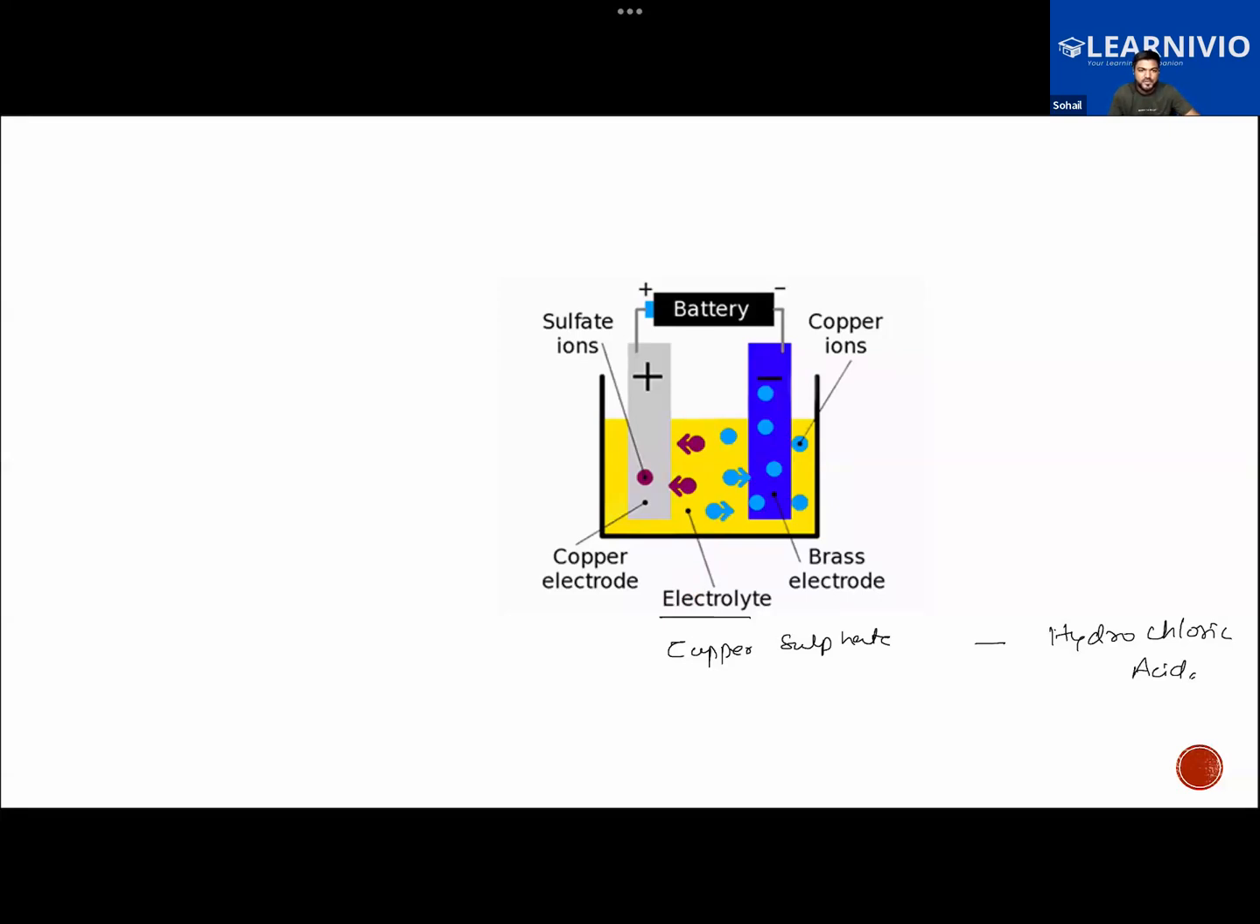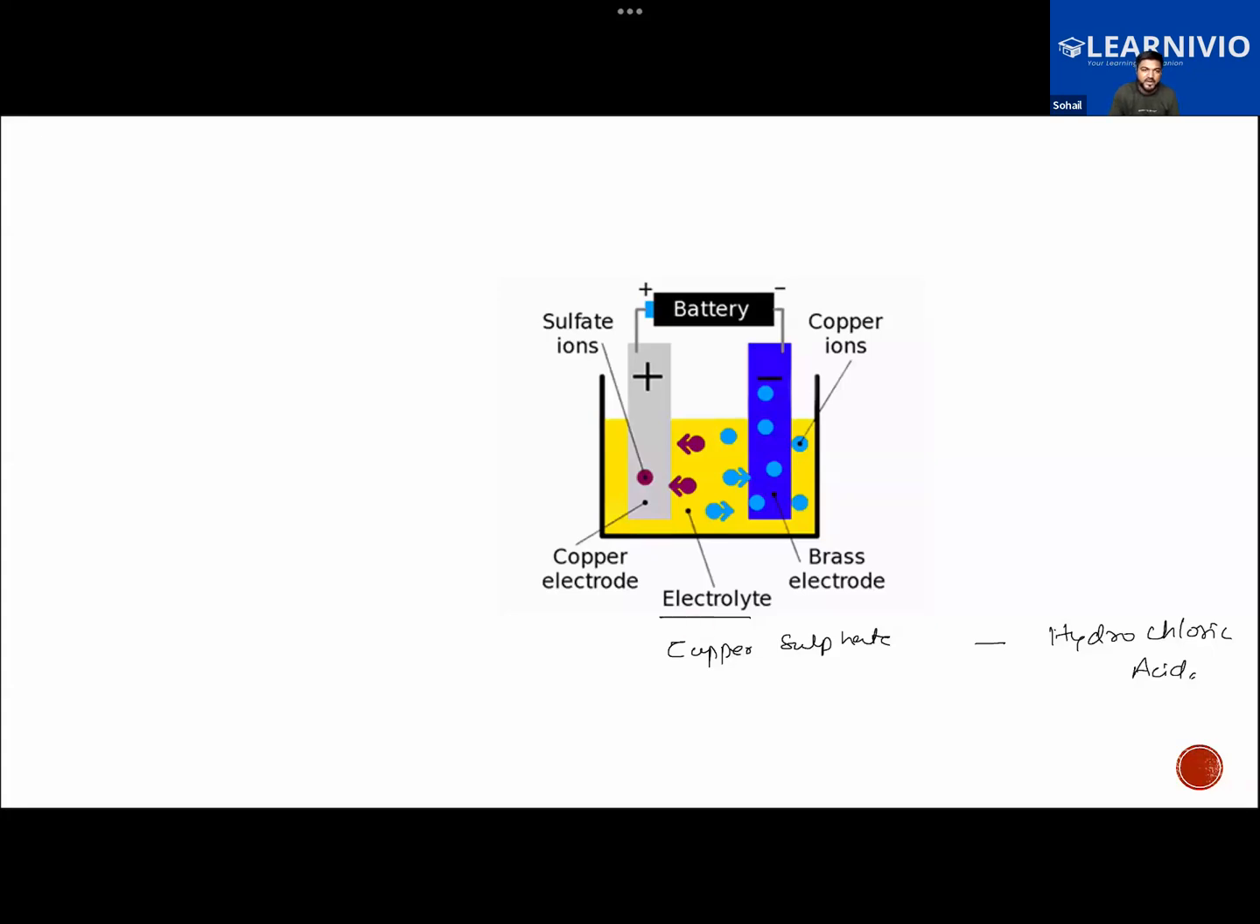Okay. So for example, if you want to deposit copper on a material, we need an electrolyte that contains copper in it. Or in place of copper, let's say you want to deposit a layer of gold on a material. So the electrolyte must contain gold in it. Or you want to apply a coating of silver on a given material. So the electrolyte must contain silver in it.